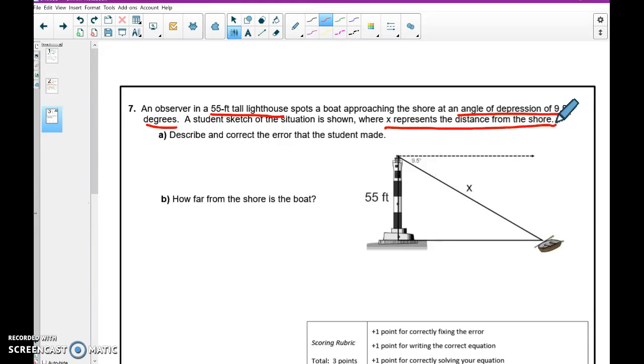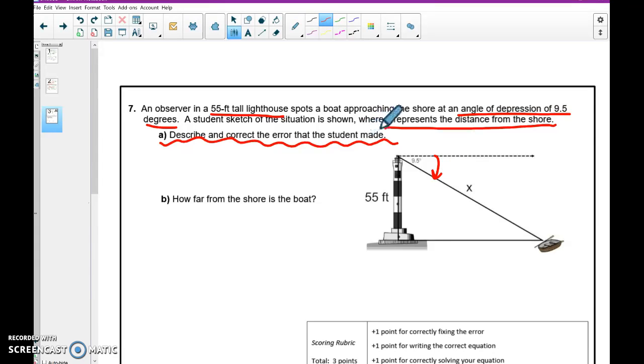Now some of you read that and just looked at this and got very confused. You need to read the directions. Look at the very first thing they say. Describe, that means write it out, and correct the error that the student made. So let's check. 55-foot tall lighthouse, that's the right spot. Angle of depression of 9.5 degrees, that's in the right spot. Remember, it's got to be a horizontal line going down.